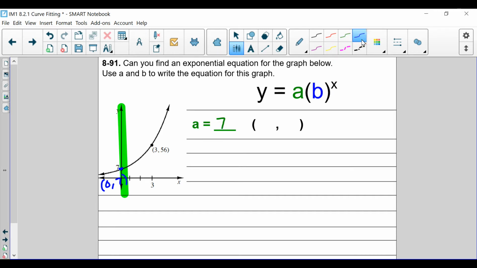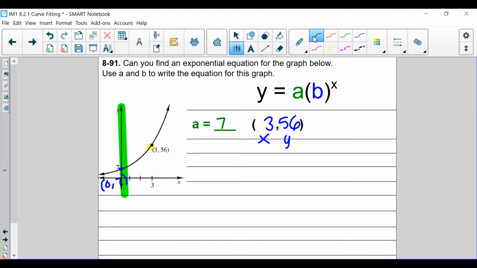The next thing we're going to do is find one of the points on the curve, and one of the points on the curve is 3, 56. So I'm going to write 3, 56, where 3 is the x value and 56 is the y value. Now we're going to write down what we know and substitute it in so that we can find our multiplier.